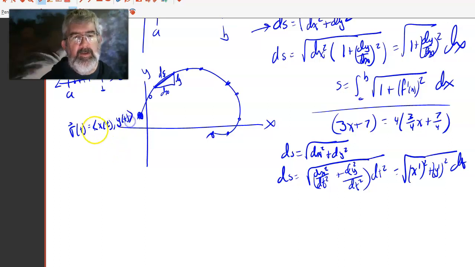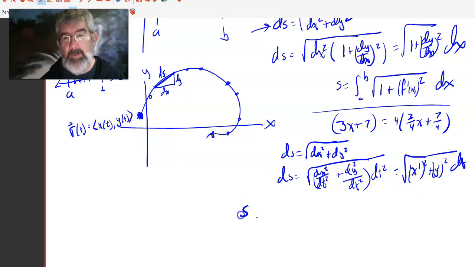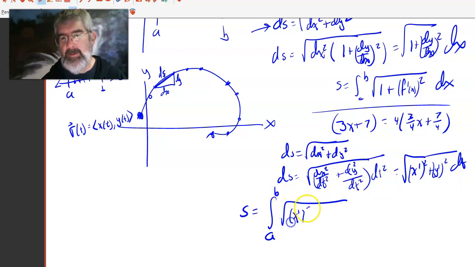So x is the first component of the vector function, and y is the second component of the vector function. So I can say dx dt is the derivative of that x component, and dy dt is the derivative of that y component. And then the arc length will be the integral, starting to finishing, a to b, of this thing, the square root of x prime squared plus y prime squared dt.